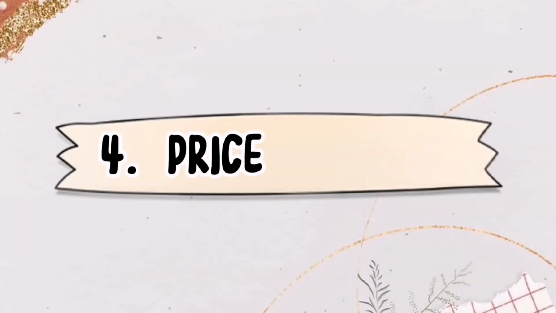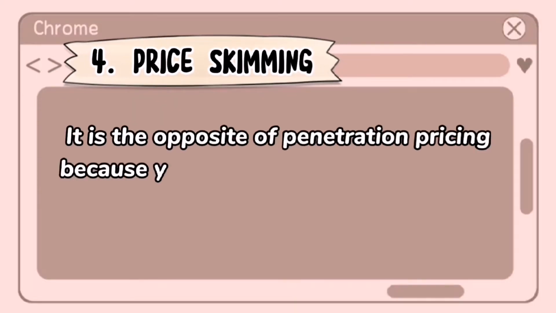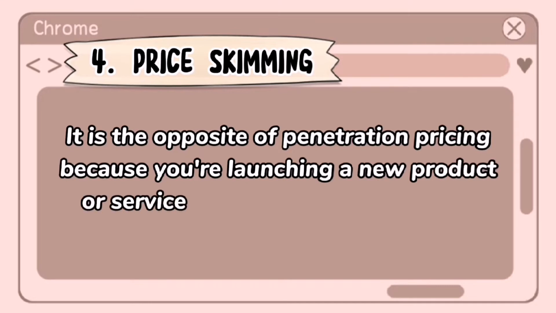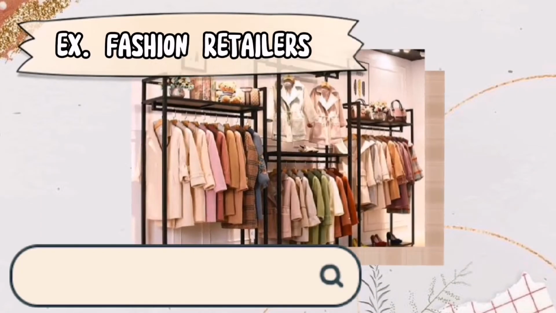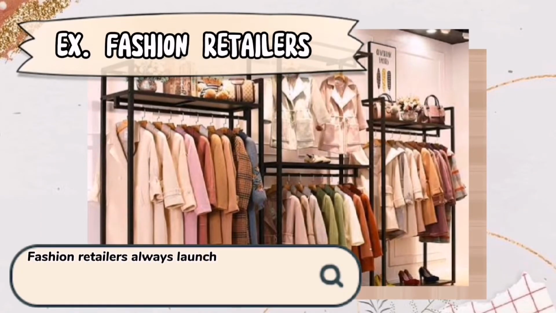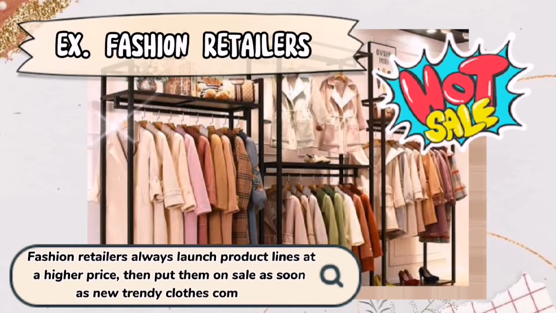Number 4. Price skimming. It is the opposite of penetration pricing because you are launching a new product or service at a high price point before gradually lowering it. Example, fashion retailers. Fashion retailers always launch product lines at a higher price, then put them on sale as soon as new trendy clothes come in.